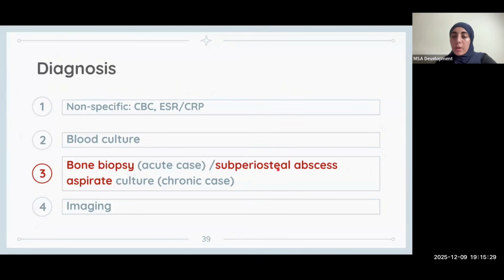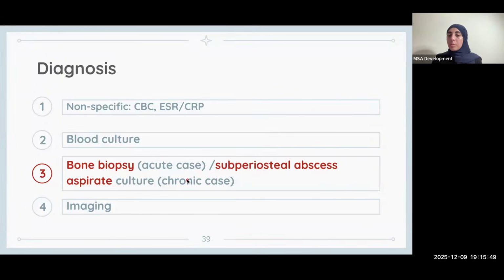subperiosteal abscess. Remember the subperiosteal abscess, when the new bone formed and you had the bone, and you had this little bone forming on the side, and you had pus being trapped inside this new bone that's forming. This is the subperiosteal abscess, and you take an aspirate from this subperiosteal abscess, and specifically in a chronic case.